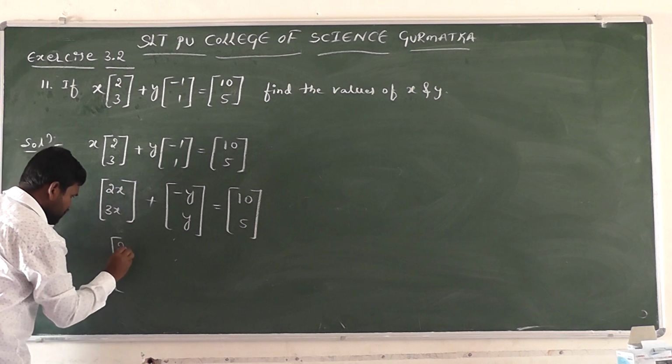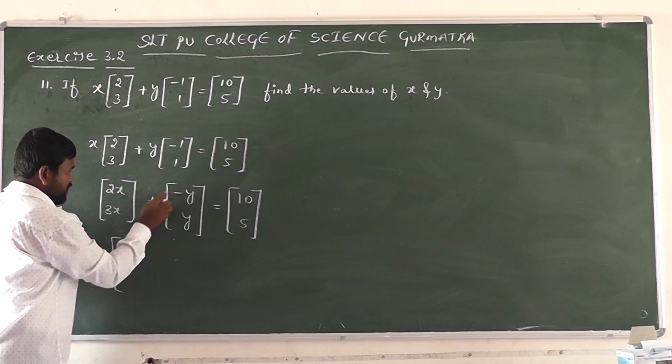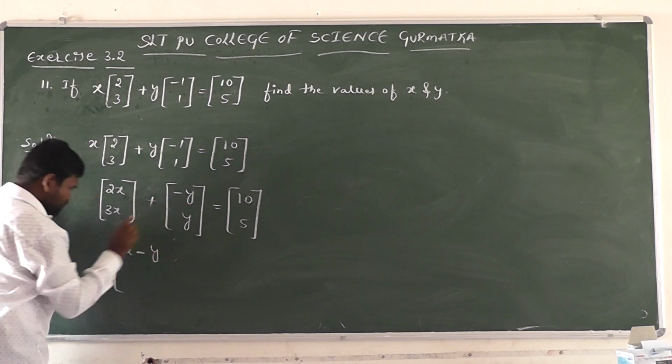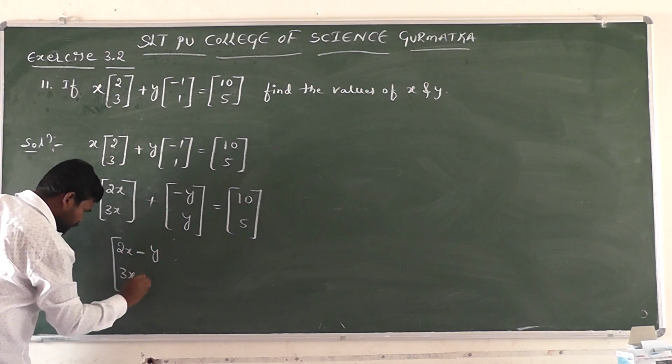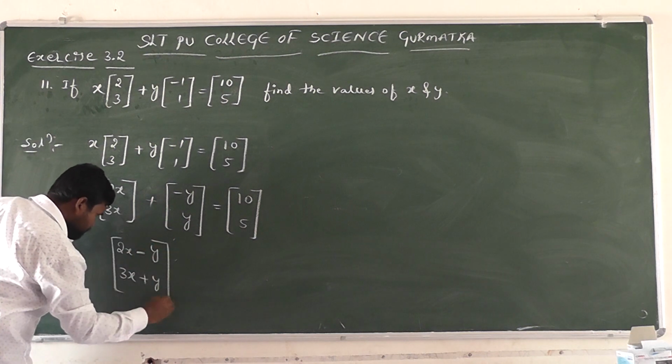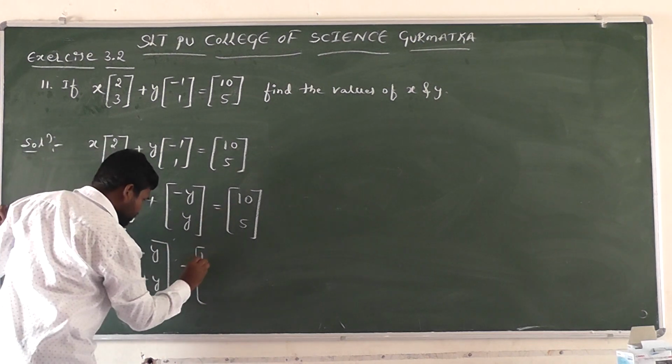2x of the first matrix, and the corresponding element of the second matrix is y with a minus sign: 2x plus into minus y. Next, 3x plus y. It is equal to 10, 5.